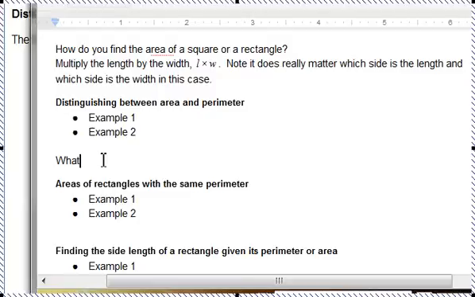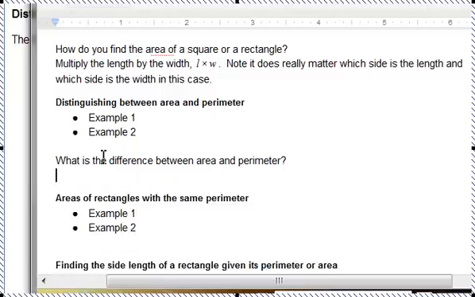What is the difference between area and perimeter? What's the difference between area and perimeter, folks? Throw your ideas up there.